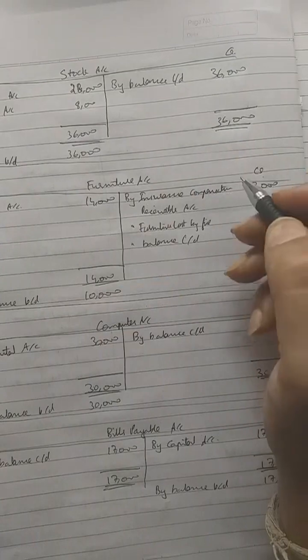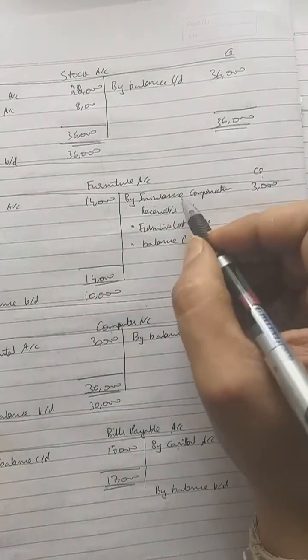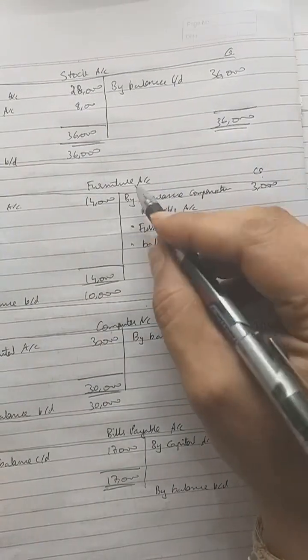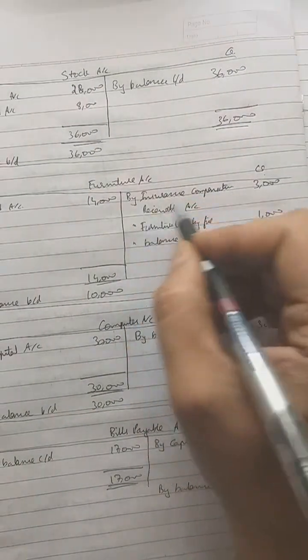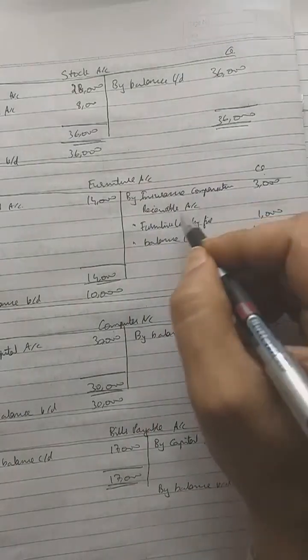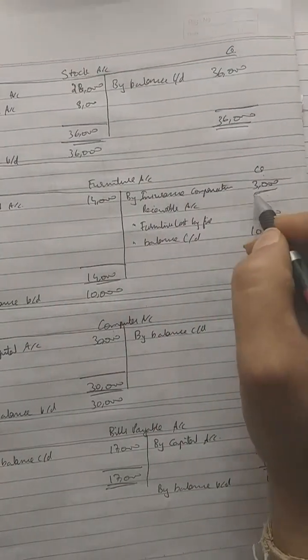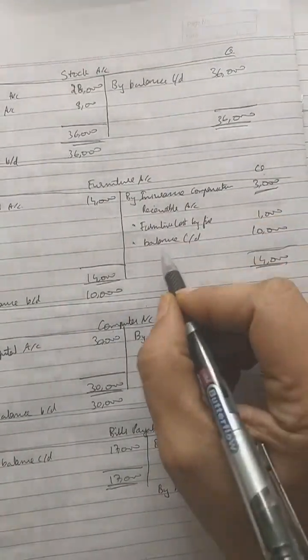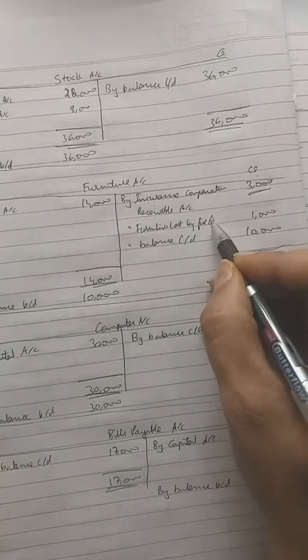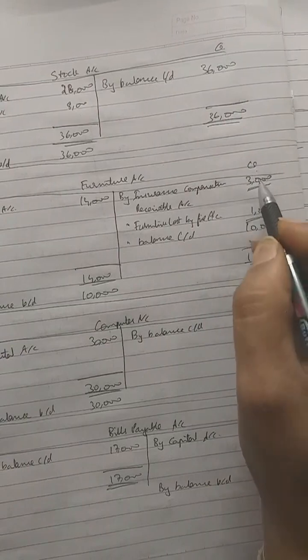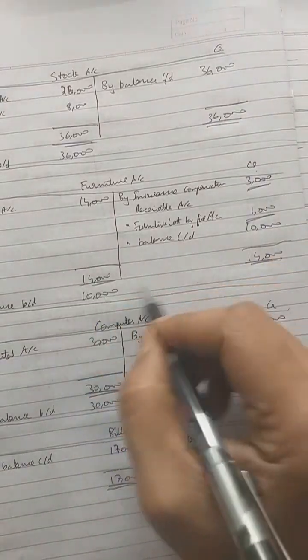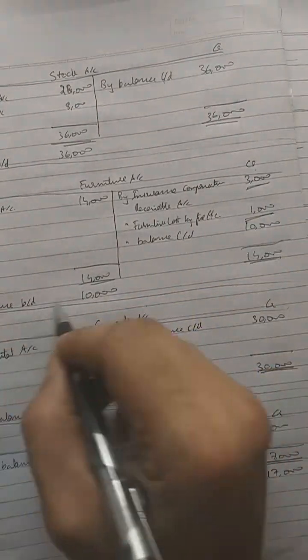Then there was furniture that was destroyed by fire, so what you should do, in the journal entry, furniture account was created, so come to furniture account, come to credit side and write the name opposite to it, by insurance compensation receivable 3,000, careful about this, and by furniture lost by fire account, 1,000. These two bifurcations, please be careful, you should do like this. Then casting and balancing and then closing of the ledger.